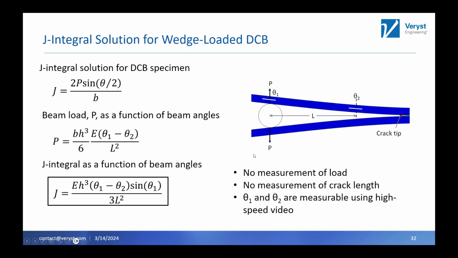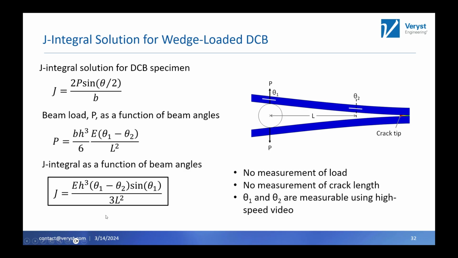Here's the solution for that. We basically treat each of these beams as a simple cantilever beam, so that if we know the rotation angle of the beam in two different spots located some distance L apart, then we can actually calculate the load required to deform a simple cantilever beam to those rotation angles. So we calculate the load using those two rotation angles and then plug that into our expression for J.